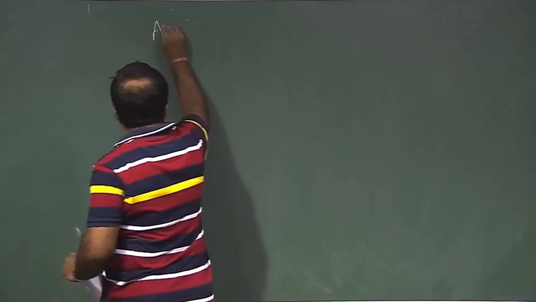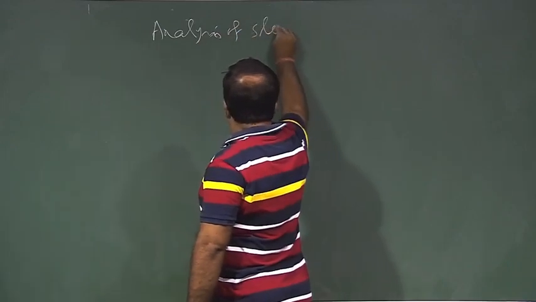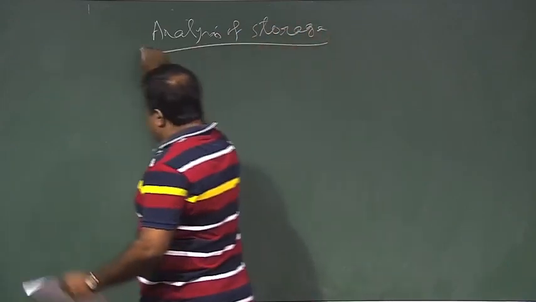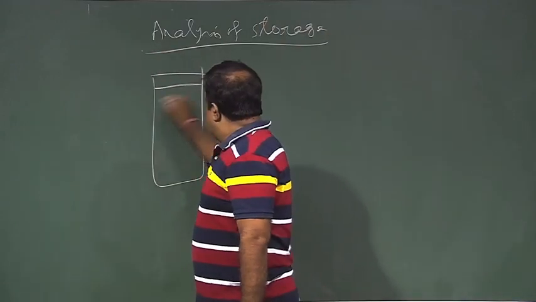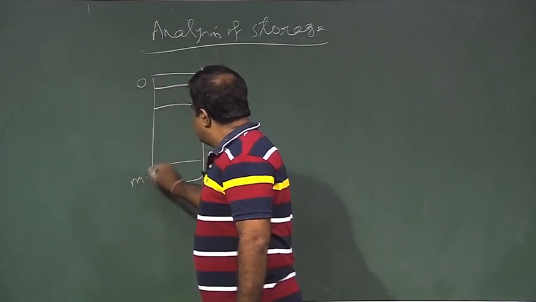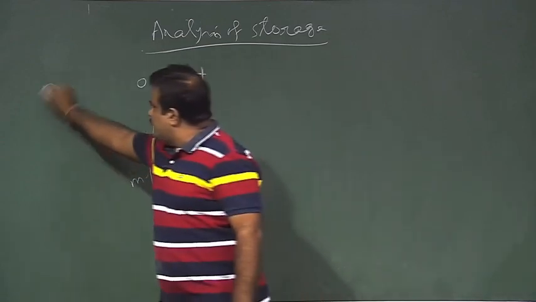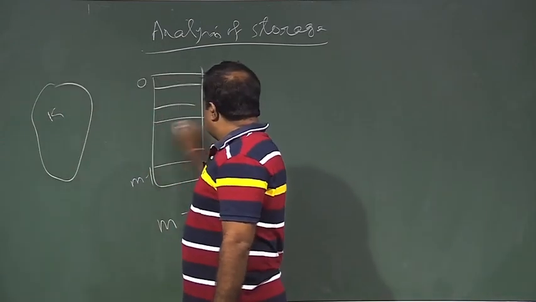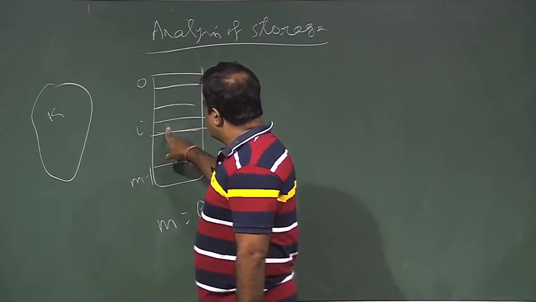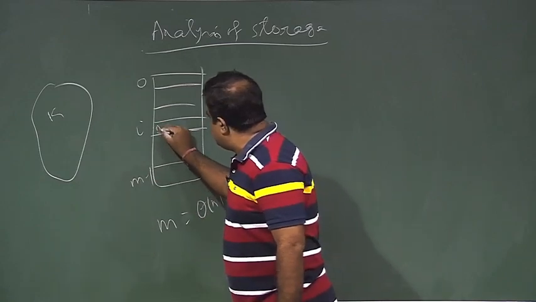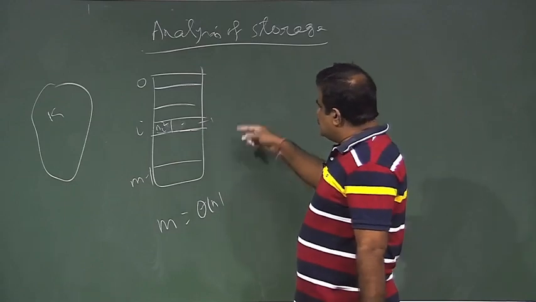Analysis of storage. Okay, so what is the table size? The first level we have, m is order of n, we have n tables. Now, suppose we have n keys, and suppose at the ith slot there are n i keys colliding in the ith slot in the first level. So, in the second level the table size is n i square. Okay. Now, what is the size of the second level table?